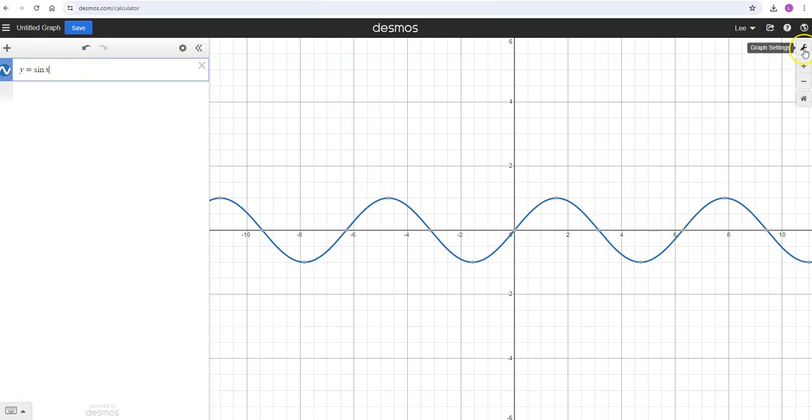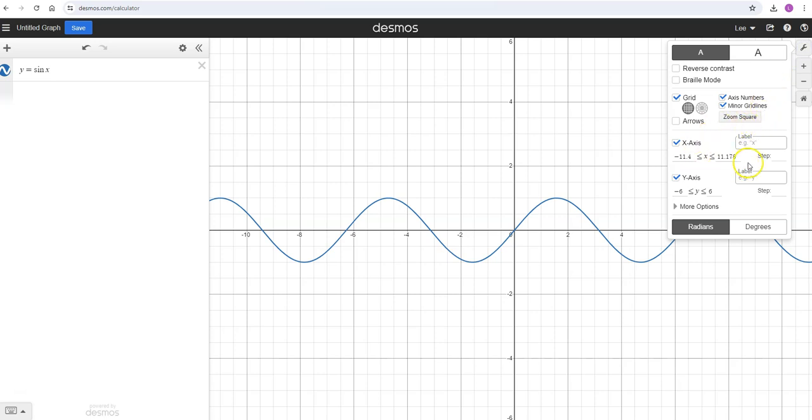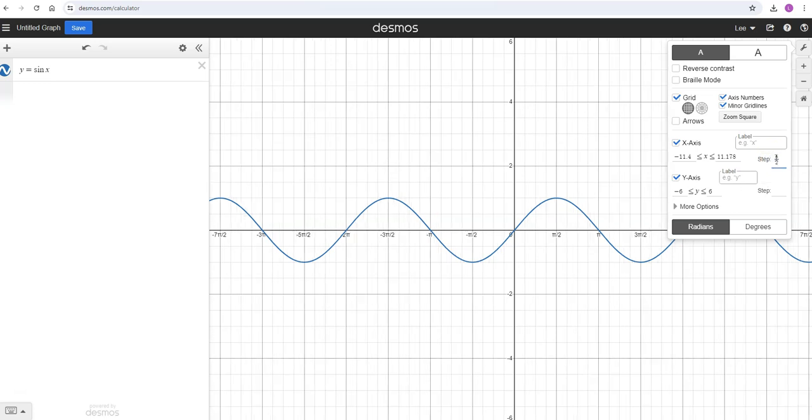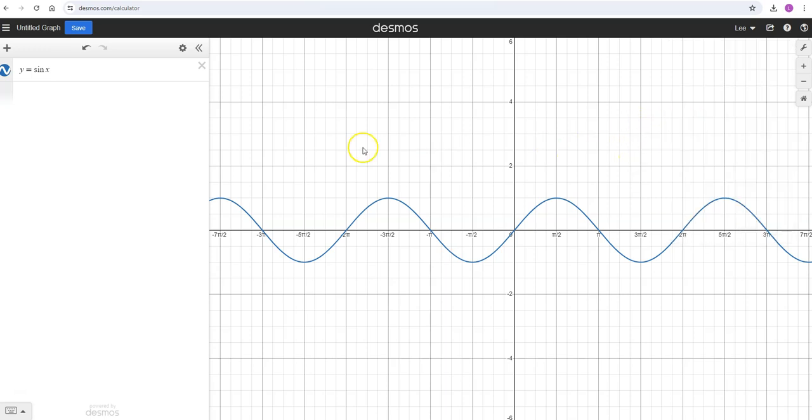You want to make sure you're in radians, and you often want to make sure that your step size is in terms of pi. I usually like to put in pi over 2 because that's when most of the stuff happens, unless you have a period change or a shift or something like that. But under normal circumstances with no period changes, no shifts, that's where everything's going to happen. Those pi over 2's or multiples of pi that are right there. So I usually change that step size and make sure I'm in radians, and then I'm good to go.